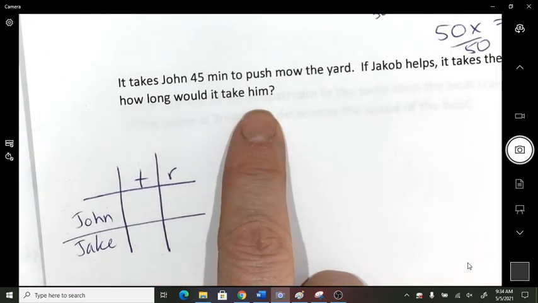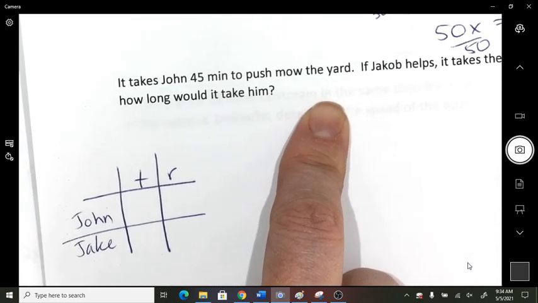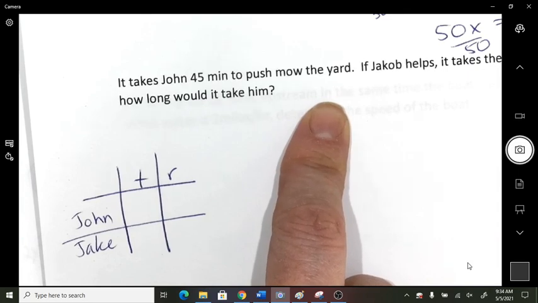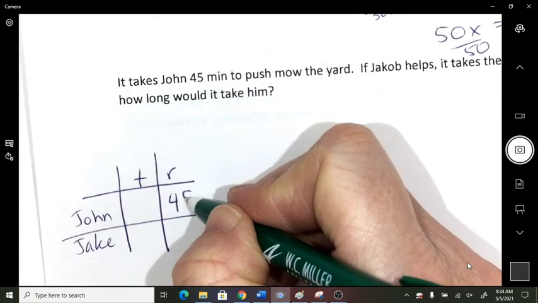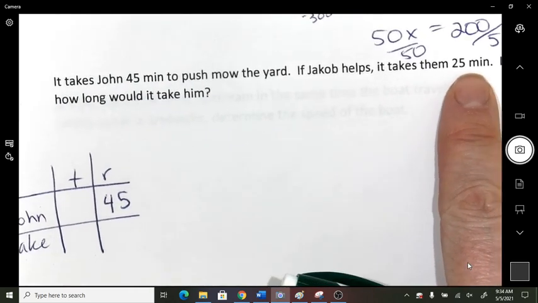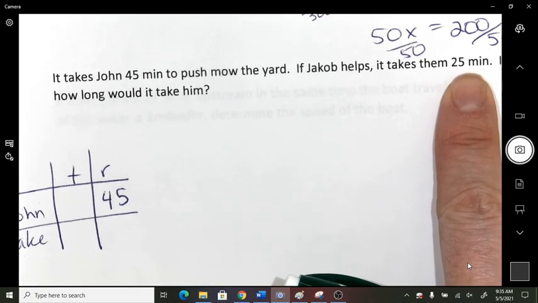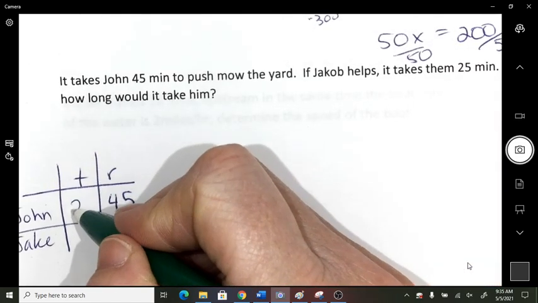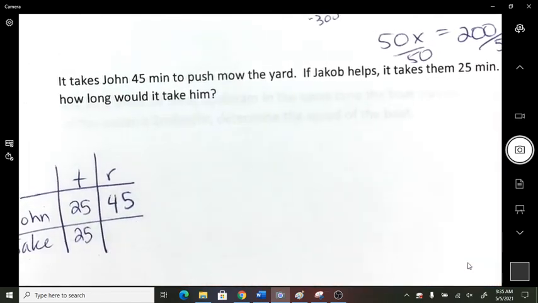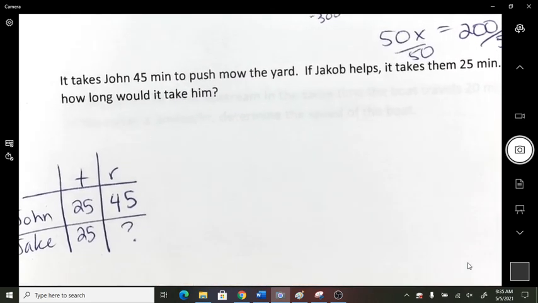So, it takes John 45 minutes to push mow the yard. What is that? Time or a rate? It's a rate. So John's rate. If Jacob helps, then it would take them 25 minutes to do it. So that is a time. Because that's not a rate, because it's them doing it together, which means that's how long they ended up having to work. So if Jake were working alone, how long would it take him? So that's a rate.